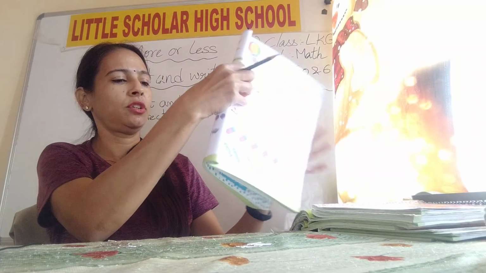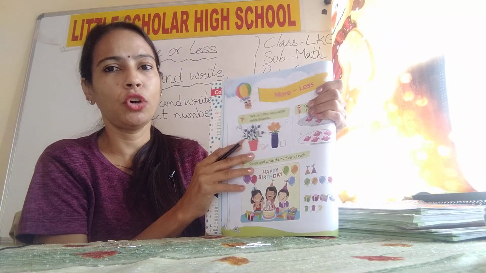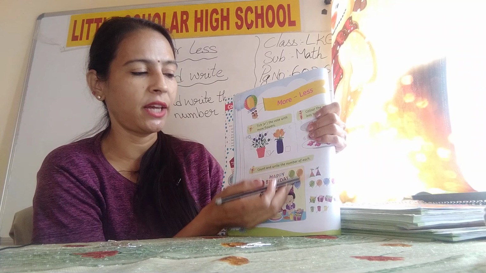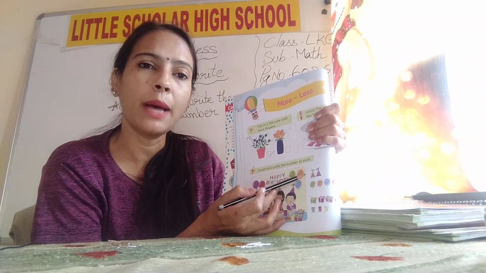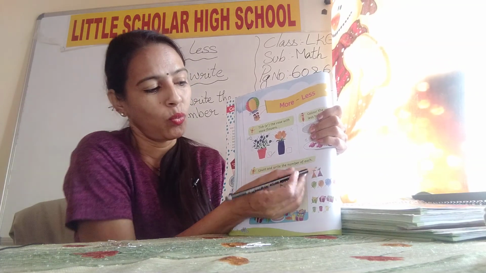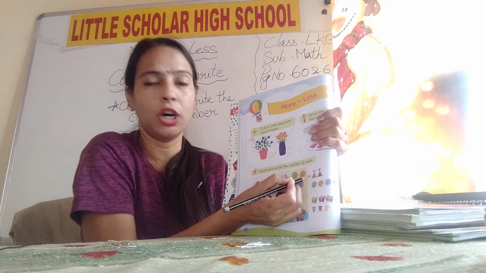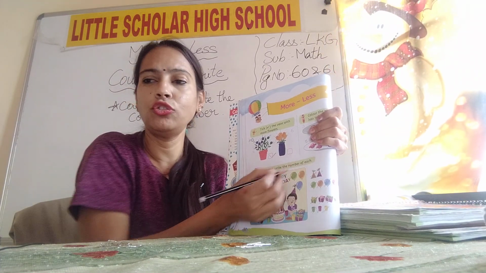And now here, what did we do? Count and write the number of each. So each one, how many were there? Example, the caps. How many birthday caps were there? Only 1 and 2. 2 birthday caps.